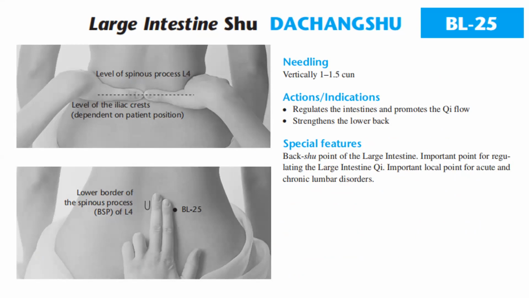For the actions and indications, bladder 25 regulates the intestine and promotes the qi flow. It also strengthens the lower back. For the special features, bladder 25 is the back shu point of the large intestine, an important point for regulating the large intestine qi, and an important local point for acute and chronic lumbar disorders.